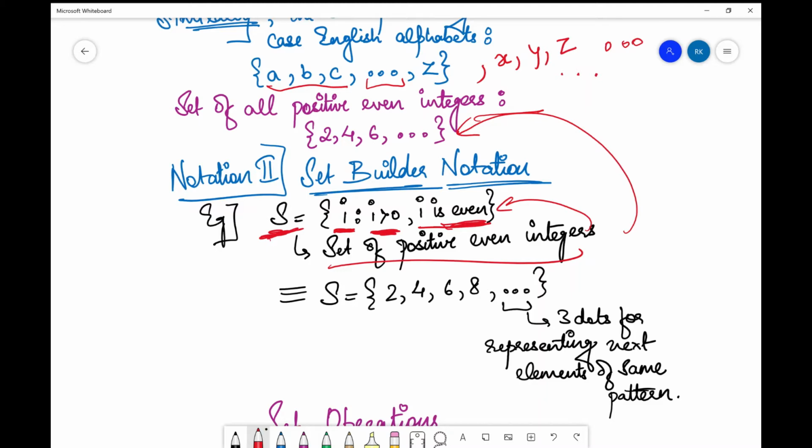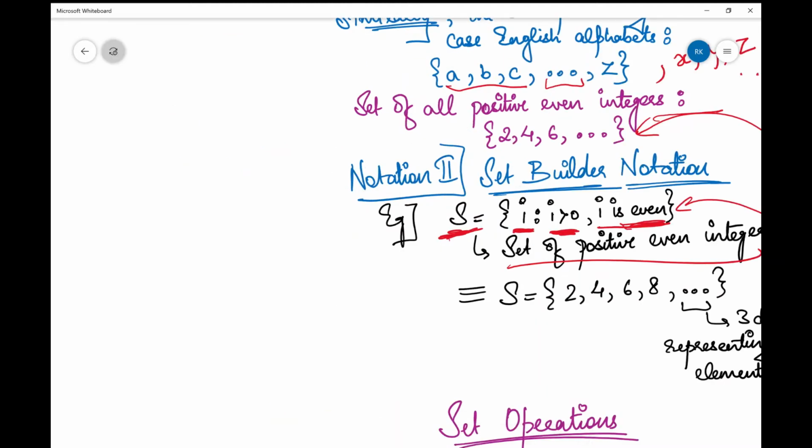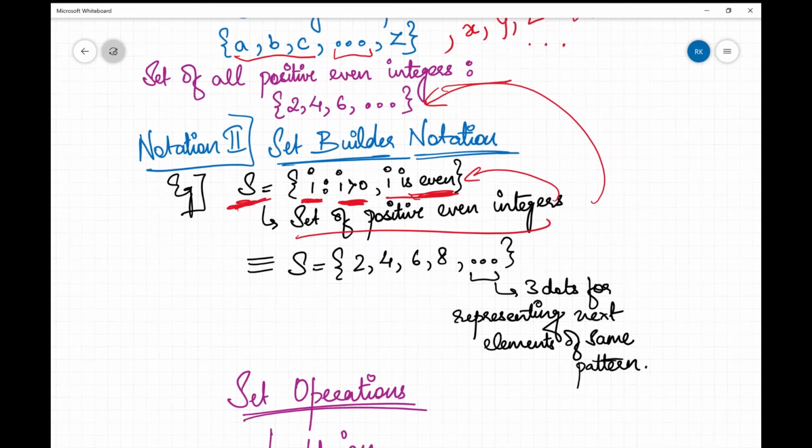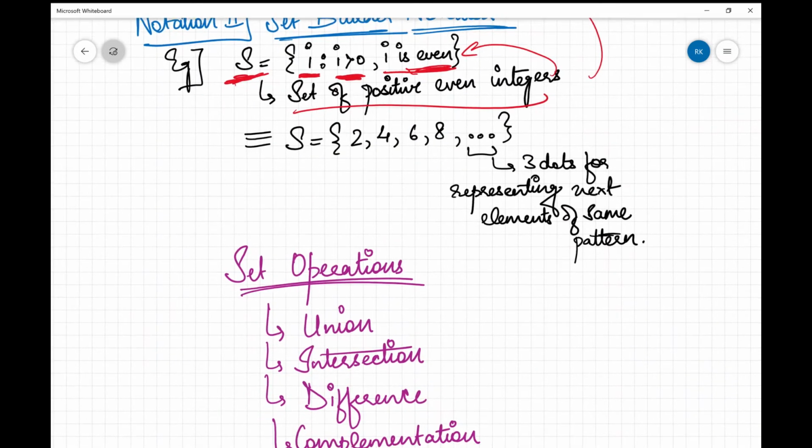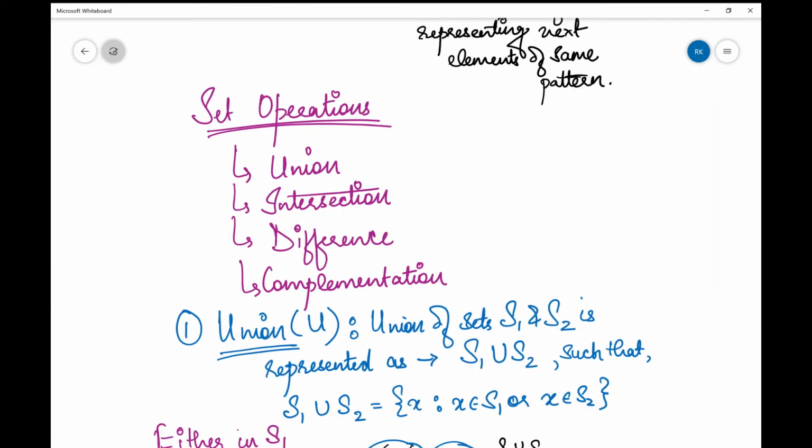Okay, now if I were to write its equivalent form in the ellipsis form or the list method form, then this is the equivalent form which we just discussed. Now let's come to some of the set operations. There are 4 standard or primary set operations, which are union, intersection, difference and complementation. These are the very basic ones. Okay, so let's start with the union.